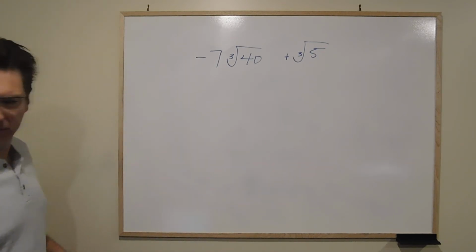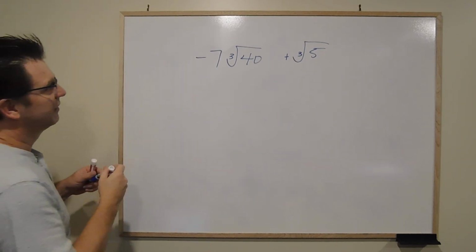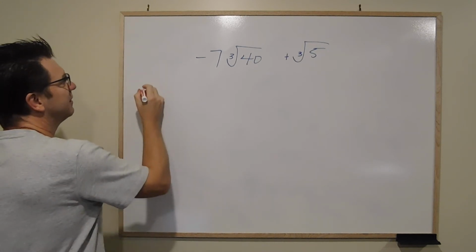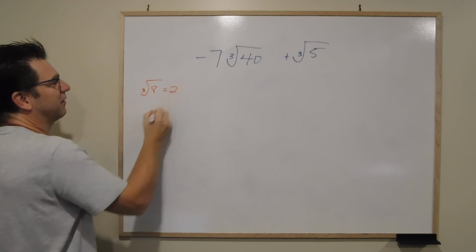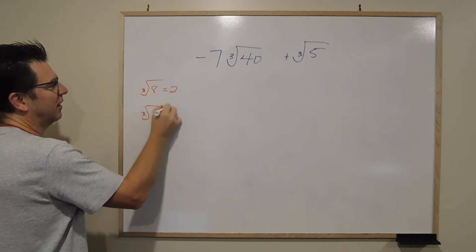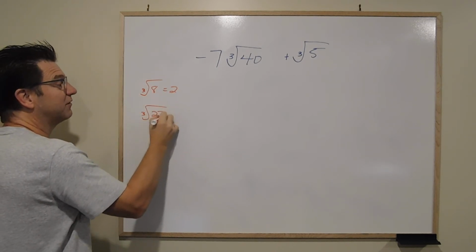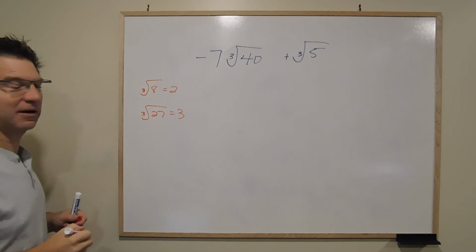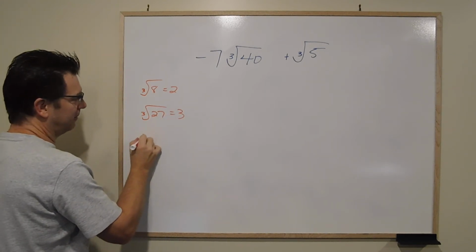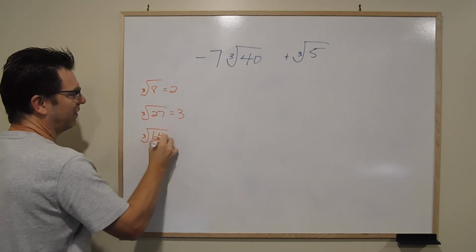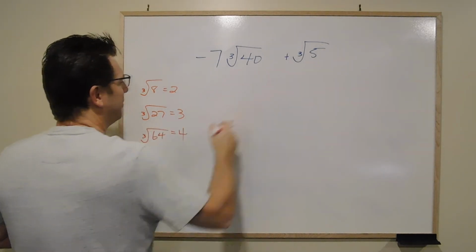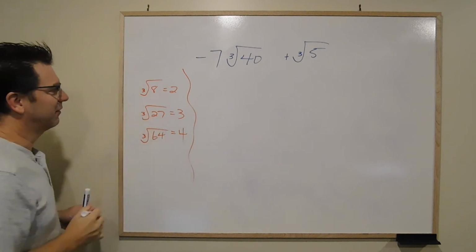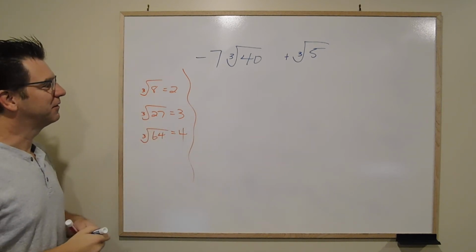Is there a perfect cube that's going to work? So what are cubes? Well, 2 times 2 times 2 is 8, so the cube root of 8 is one that'll work. The cube root of 27 is 3 times 3 times 3. The cube root of 64 is 4 times 4 times 4. And our numbers aren't any bigger than that. So if it's not one of those three, there's nothing we're going to be able to do here.